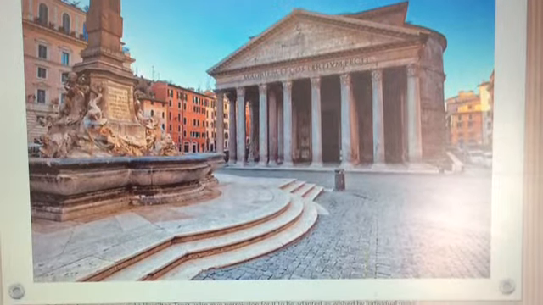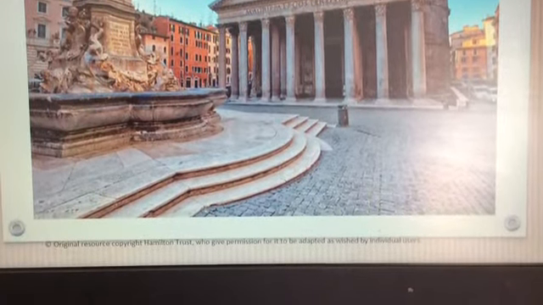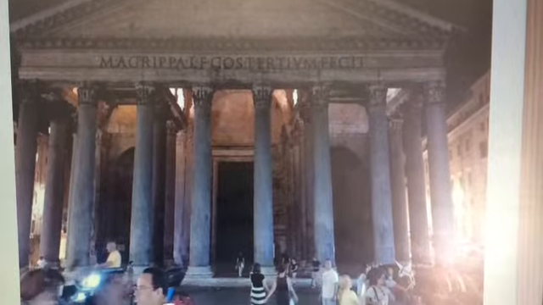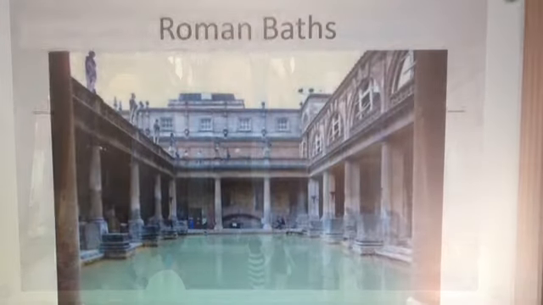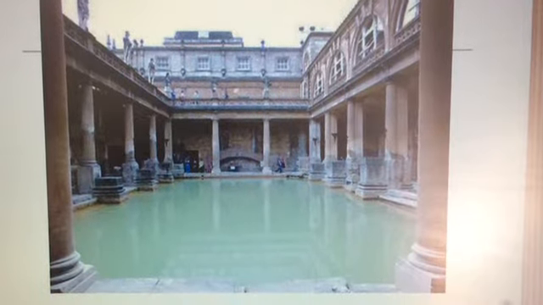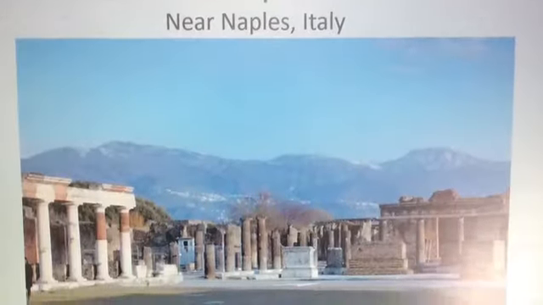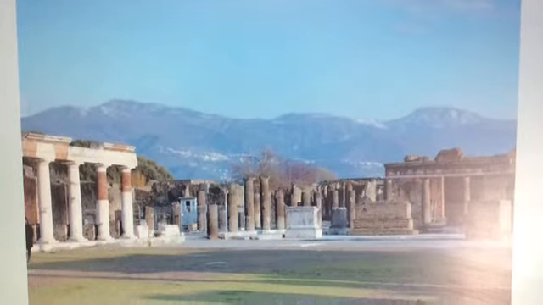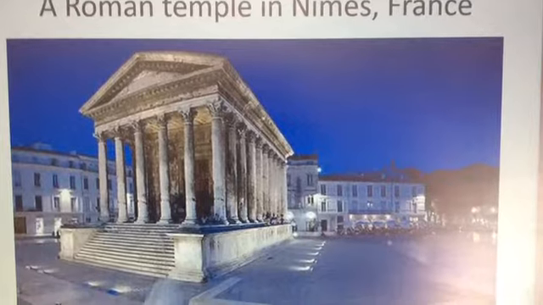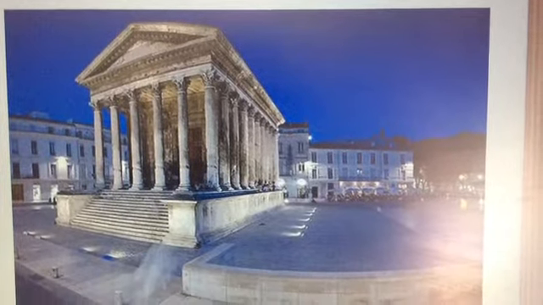Now let's look at some famous Roman buildings. See if you can spot any similarities between the pictures of these. As you can see, the Romans were quite skillful builders. You'll have probably noted the use of columns to support the heavy stone roofs and the triangular pediments above. Look at the decoration on those pediments and the tops of those columns.